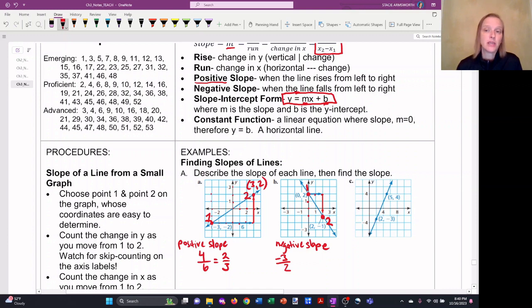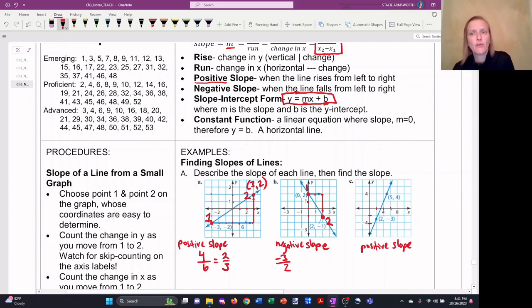This third example here, this is a positive slope because as I go from left to right, the line rises. So this is going to be a positive slope. And here I need to be a little more careful. Notice that each tick mark is not worth 1. This is 2, 4, 6, 8. So each tick mark is worth 2.